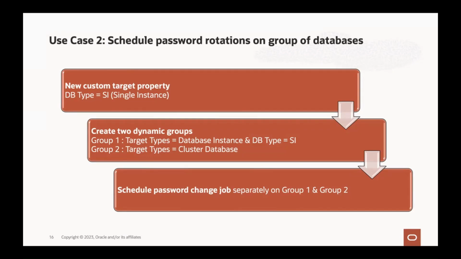Now, create a job, change password for database monitoring user, for each dynamic group created in step 2. When using this approach, we recommend considering batching targets per job to reduce the load on the EM job system.